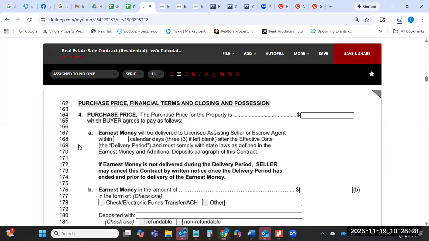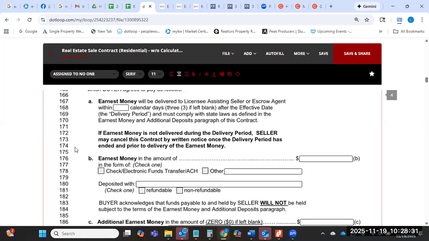So our earnest money paragraph down here, in the form of, on line 178, you're letting them know whether it's going to be a check, electronic funds transfer, or ACH. Other would be cash. Wow, cash. Who deals with cash anymore? Or it is possible, both states allow the earnest deposit to be anything that the seller would accept. In 40 years in the business, I've never seen a title to a car or stocks or bonds or an IOU or anything like that, but the states allow it. That's why we have it here.